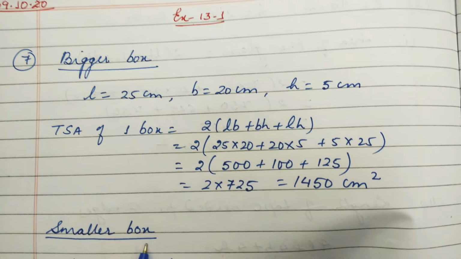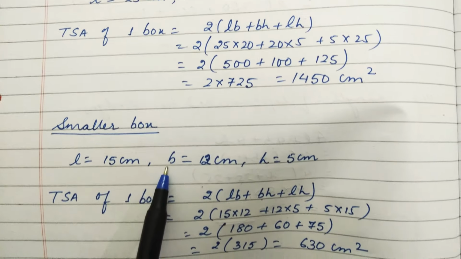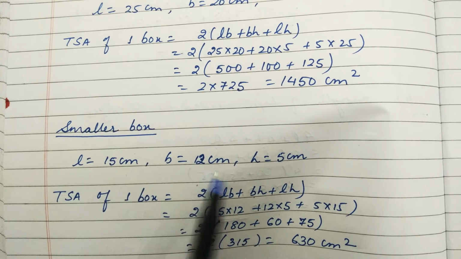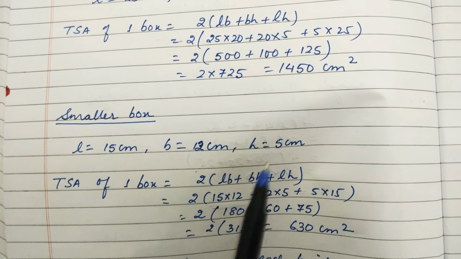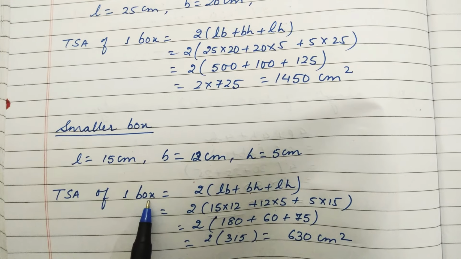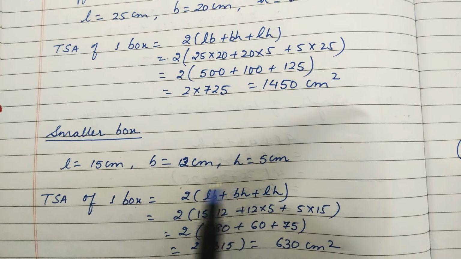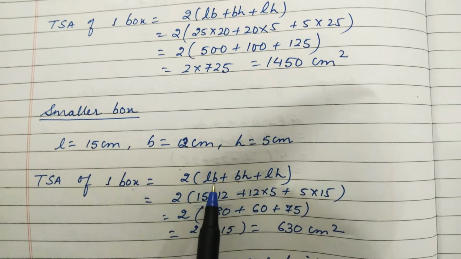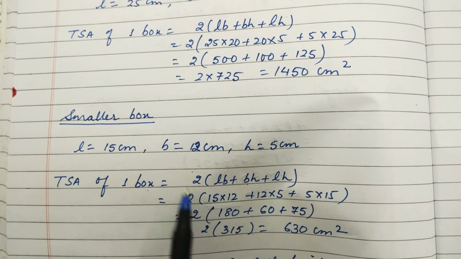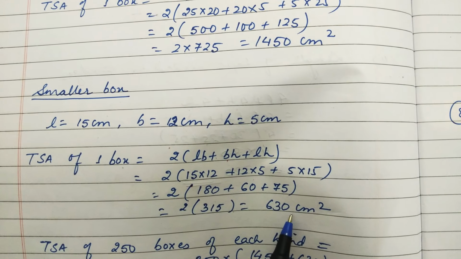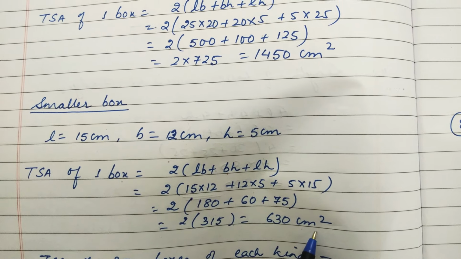Now the smaller box. The dimensions of the smaller box are length 15 centimeter, breadth 12 centimeter and height 5 centimeter. So the total surface area of one smaller box will be, again the formula is the same, twice (LB plus BH plus LH). So put these values here. When you put it, you will get it as equal to 630 centimeter square.